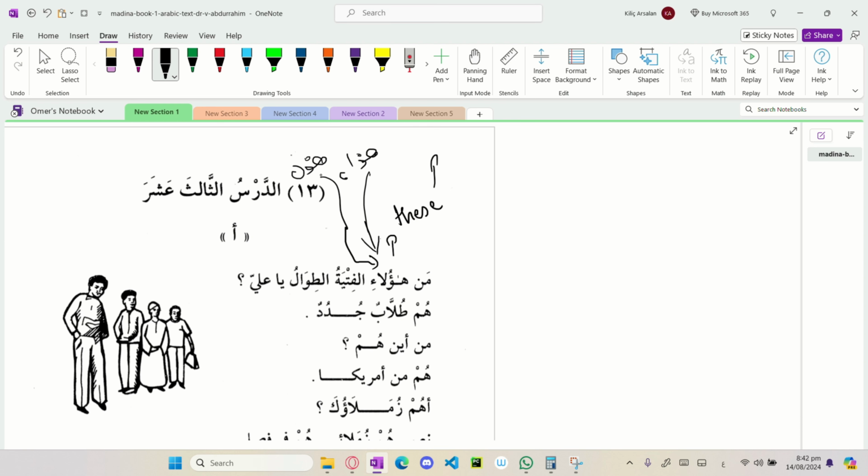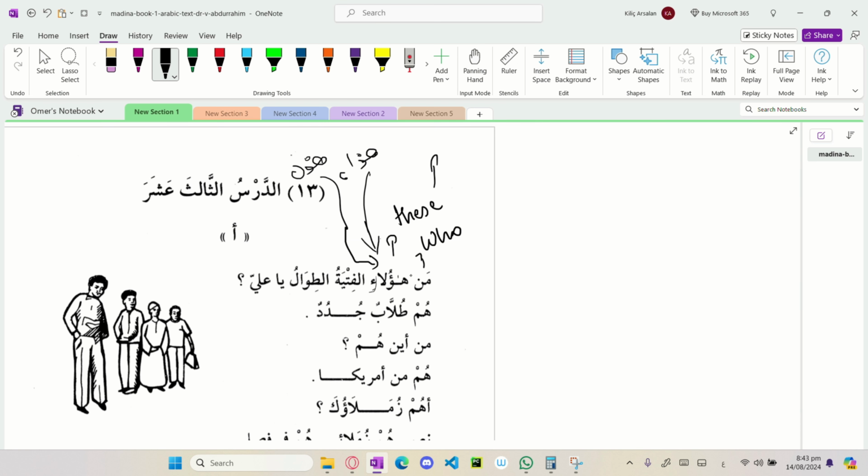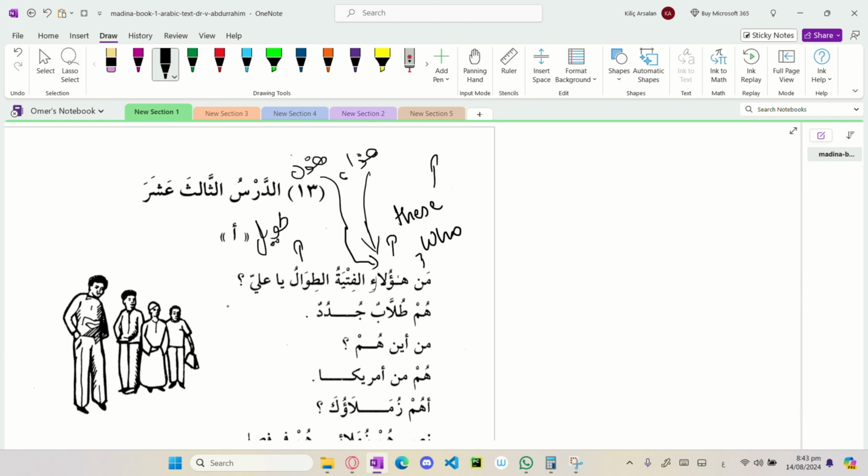So haza or hazihi, the jam'un is haula, which means these. So who are these? And we studied haza with the al and all of that concept 2 or 3 lessons before. Man haula al fityatu tiwal. Tiwal is the jam'un or plural of tawil. Tawil means long. So: who are these tall young men, ya Ali? Hum tullabun judud.